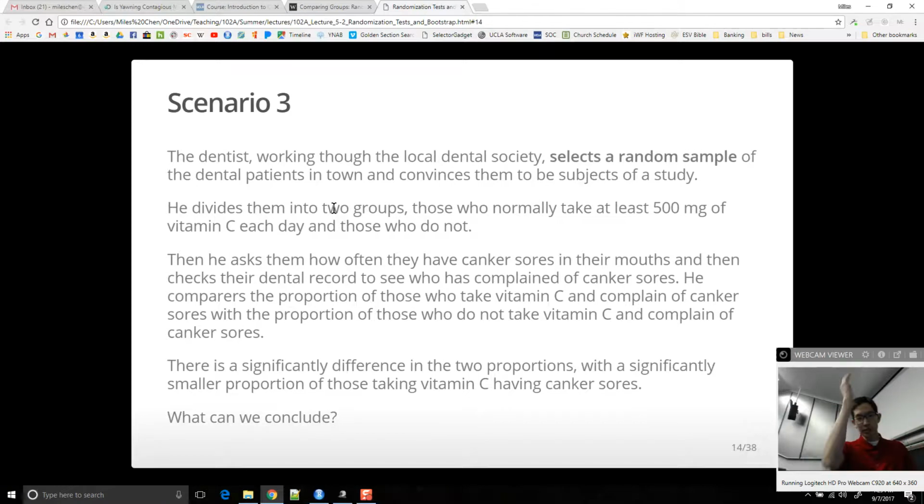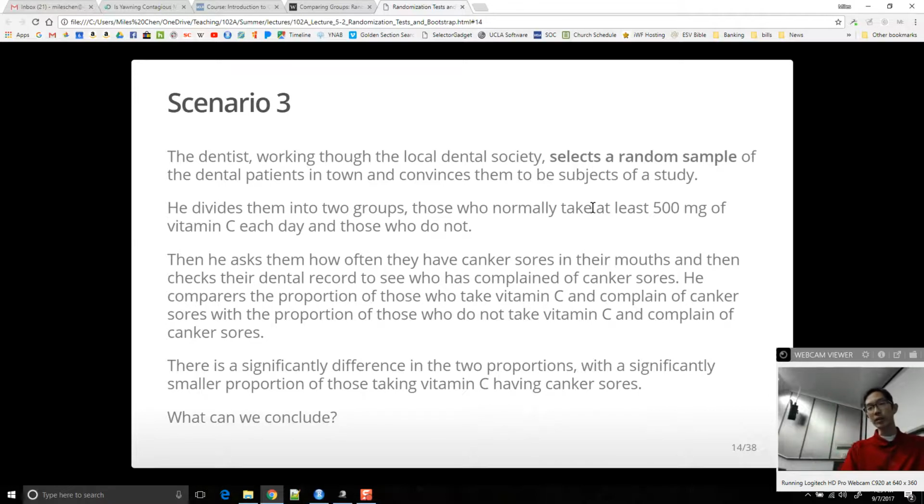All right, so continuing here. Now we're talking about selecting a random sample of the dental patients in town and convincing them to be part of a study. So we're taking a random sample of people, and then we don't do any kind of random assignment.